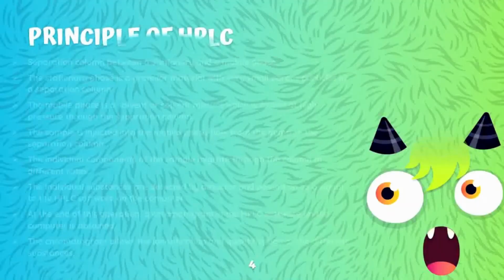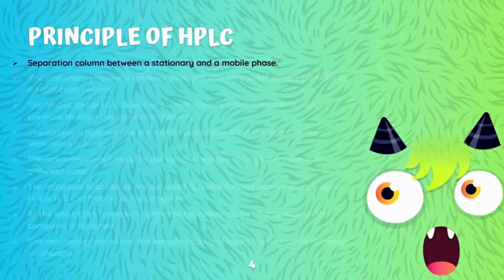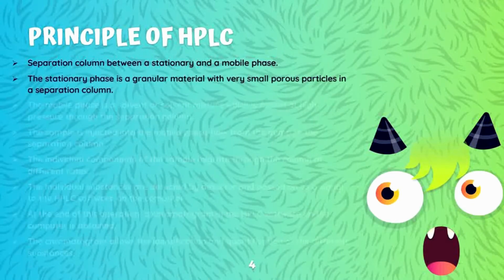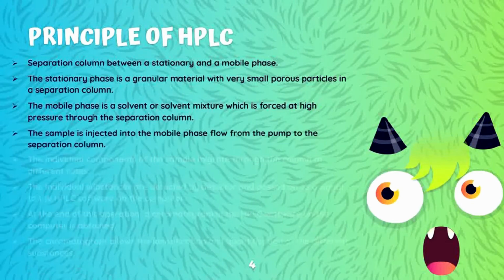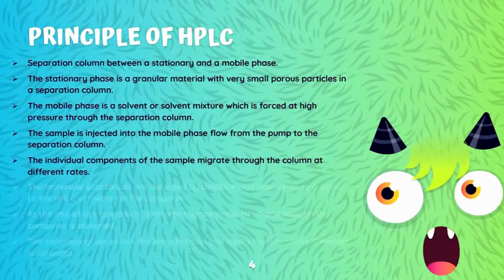Next, the principles of HPLC. The purification takes place in a separation column between a stationary and a mobile phase. The stationary phase is a granular material with very small porous particles in a separation column. The mobile phase, on the other hand, is a solvent or solvent mixture which is forced at high pressure through the separation column. Via a valve with a connected sample loop, for example, a small tube or a capillary made of stainless steel, the sample is injected into the mobile phase flow from the pump to the separation column using a syringe. Subsequently, the individual components of the sample migrate through the column at different rates because they are retained to a varying degree by interaction with the stationary phase.